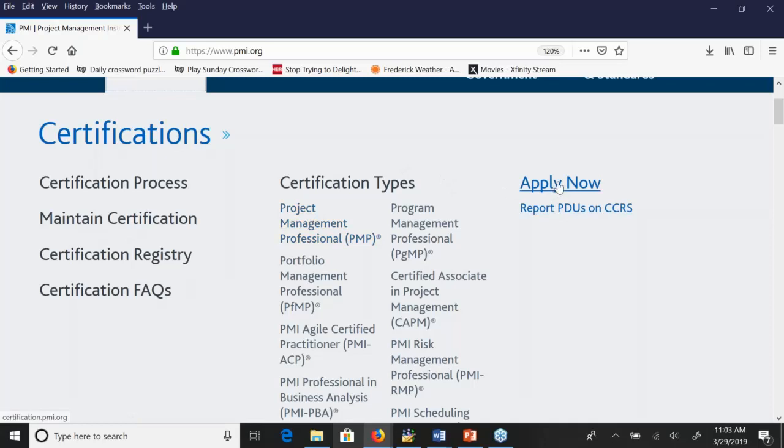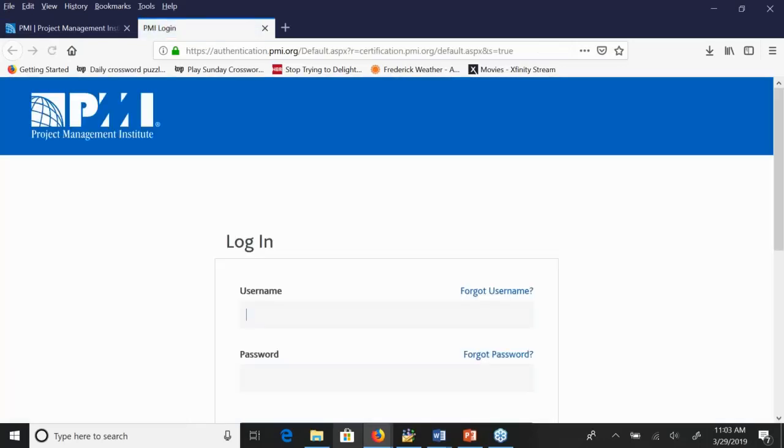The first place you want to go is right here where it says apply now. So we're going to click on that. We go to apply now. Now here's where it's going to ask for your PMI username. And if you have not yet set one up, you will need to set up a login.